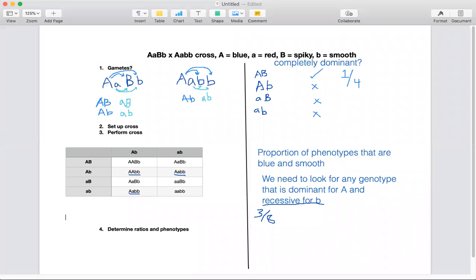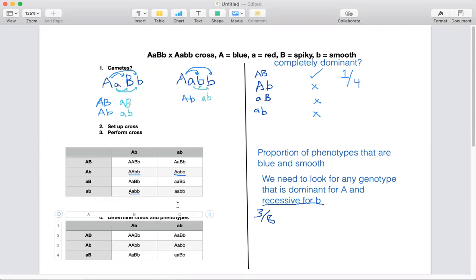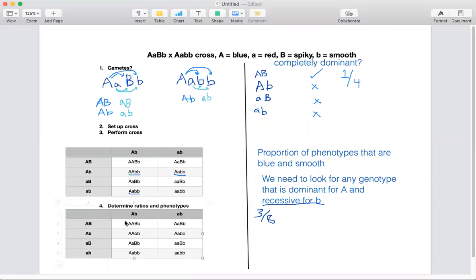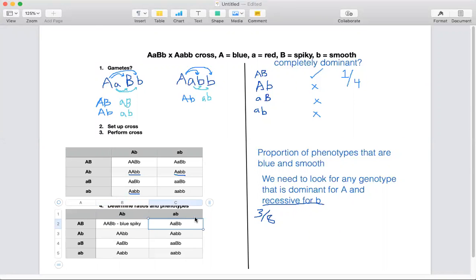So let me just put this better in frame. So what I like to do is I'm just going to copy and paste it. There we go. Okay, so what I like to do in this case, you could literally just write down the different phenotypes in here. So this one would be blue spiky, and you could do this for literally all of them. This one would be also blue spiky, and so on, right? This would be blue smooth, this one blue smooth, and if you kept doing this, you'll end up getting some red ones like this one.